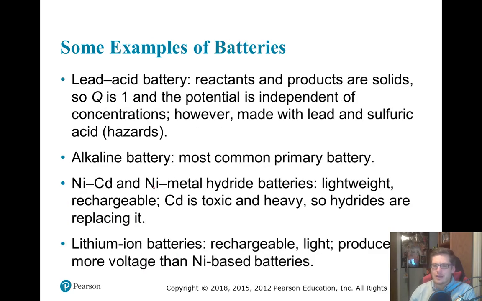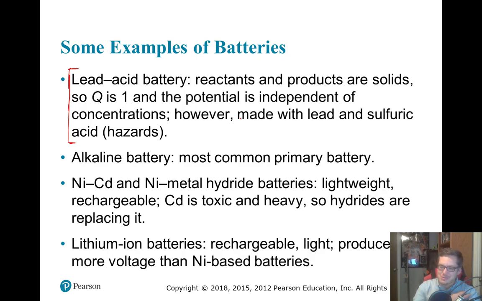All right. Some examples of batteries. We've got lead-acid batteries. These are pretty interesting. These are used when you have to provide a large voltage very quickly. They're also secondary batteries. You can recharge, refresh them. They use solids for the reactants and products. So both the anode and cathode are completely solid. There's no liquid component to them, but they are stuck in sulfuric acid, which can be dangerous.